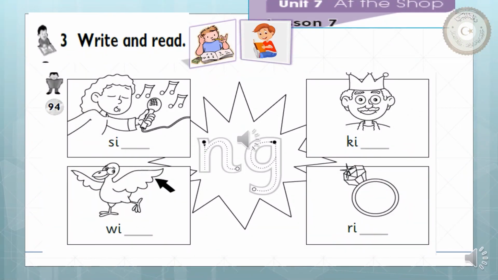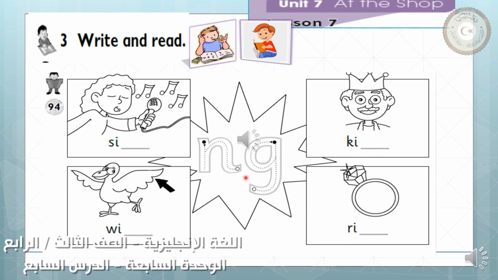Now look at the third activity. Write and read. You are going to write first, then you are going to read. Read what? Read the words. Look at here in the middle. Look at the 2 letters in the middle, N and G. When these 2 letters come together, they make the sound ing. Okay.